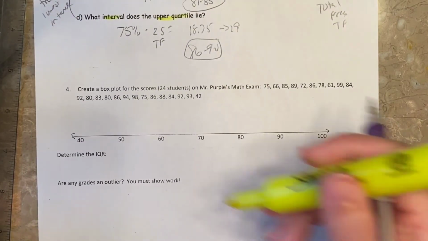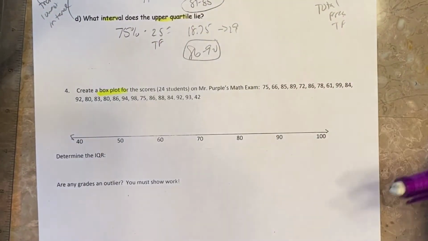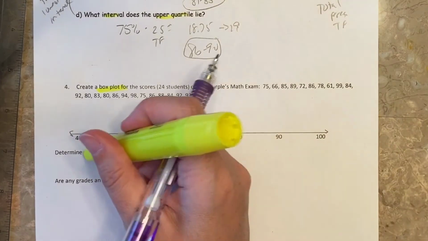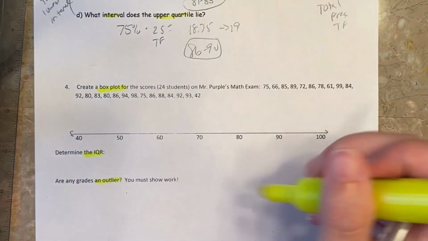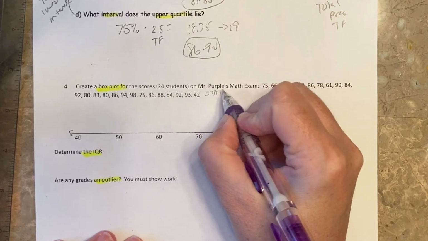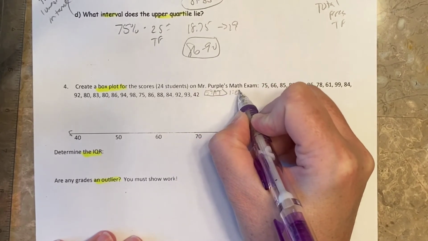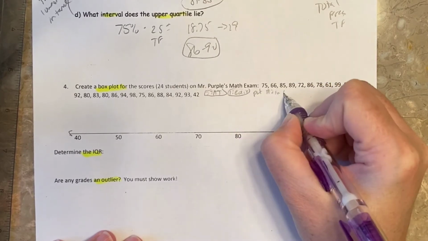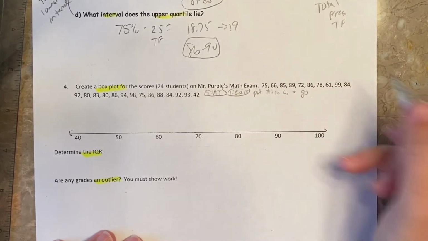All right, last one. Create a box plot for the scores on Mr. Purple's math exam. Determine the IQR. Are there any outliers? You must show work. Okay, so remember, like we've been doing today, we're going to go to STAT, and then we're going to press number 1, Edit, and then we're going to put the numbers into L1, and then we're going to go to exactly where we just went.